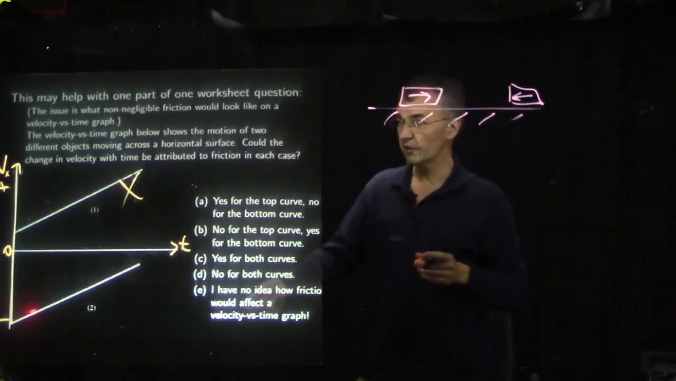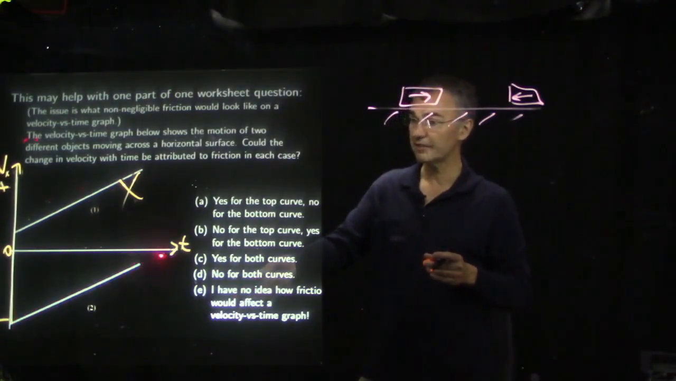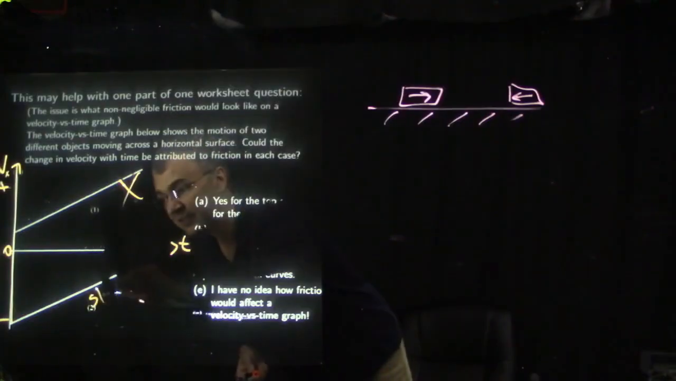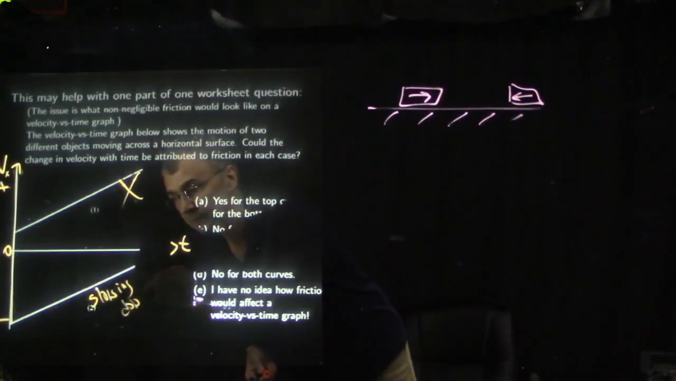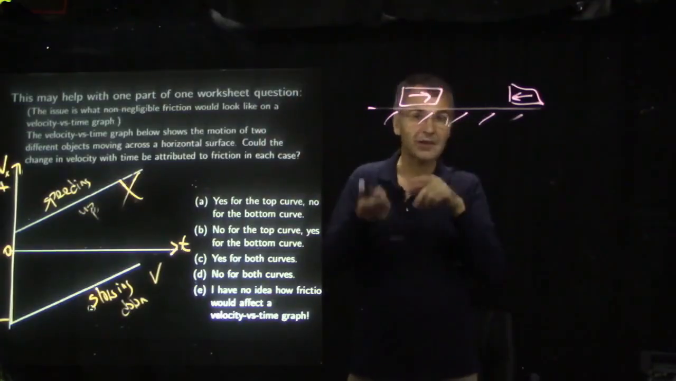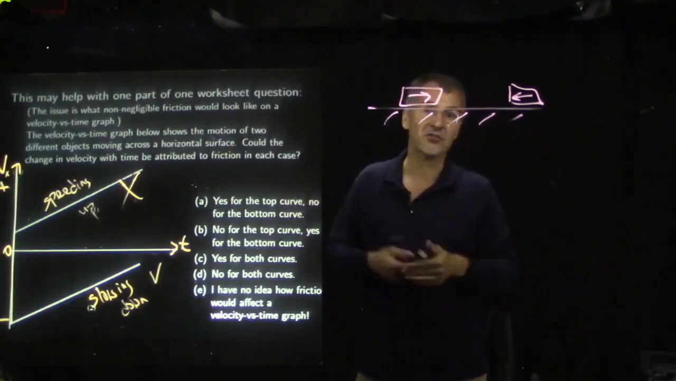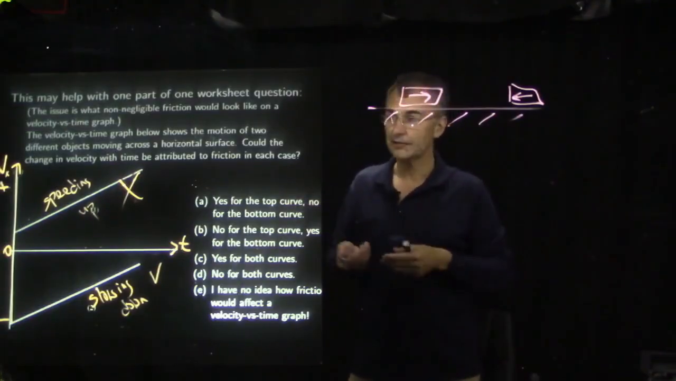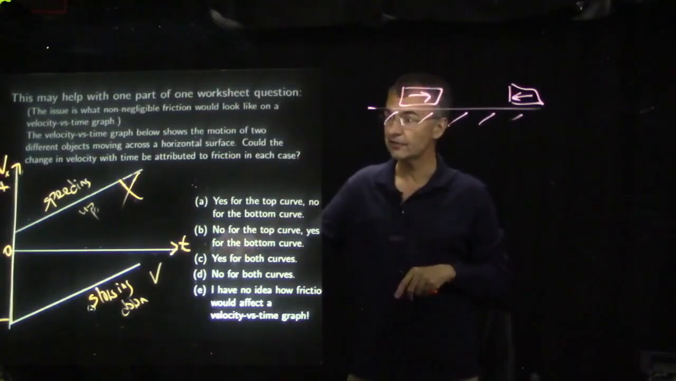What about here? This object seems to be slowing down. See, it's moving backwards, and now it's moving backwards less quickly, and now even less quickly. Eventually it's going to stop. So this is slowing down, whereas this is speeding up. So friction is not going to cause something to speed up except in a weird case like dropping it onto a conveyor belt and it catches up to the conveyor belt. Friction will cause something to slow down. It will not cause something to speed up. So I would say no for the top curve, yes for the bottom curve.